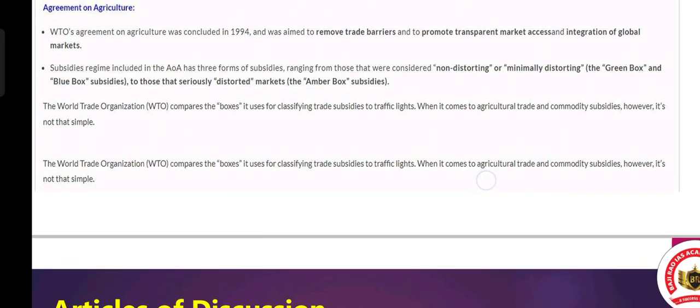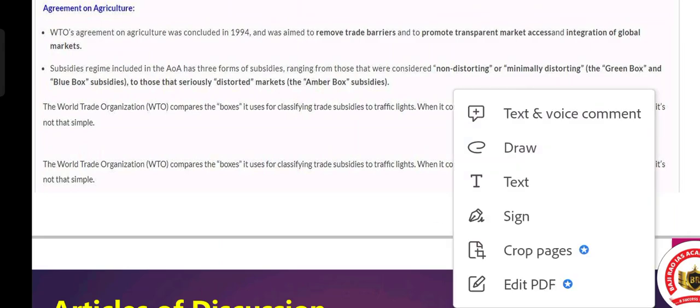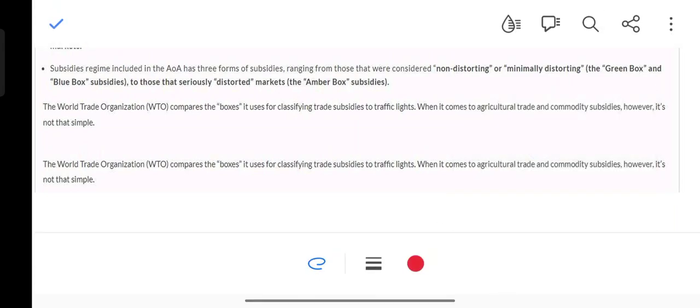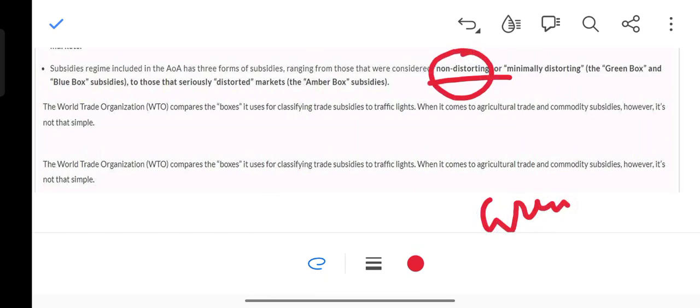Okay, and you can see here subsidy has been classified into non-distorting, and when we talk about non-distorting it will come under green box. Okay, and when we talk about the minimally distorting, that comes under blue box, and the subsidy which is seriously distorting the markets, that comes under amber box. So you have to remember, because UPSC has asked this type of question in prelims as well.